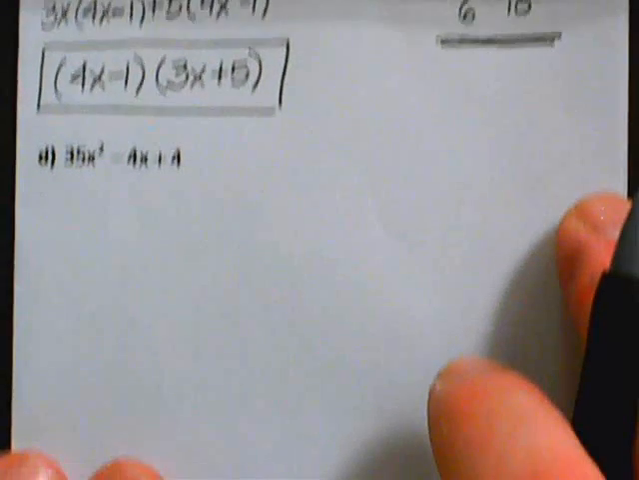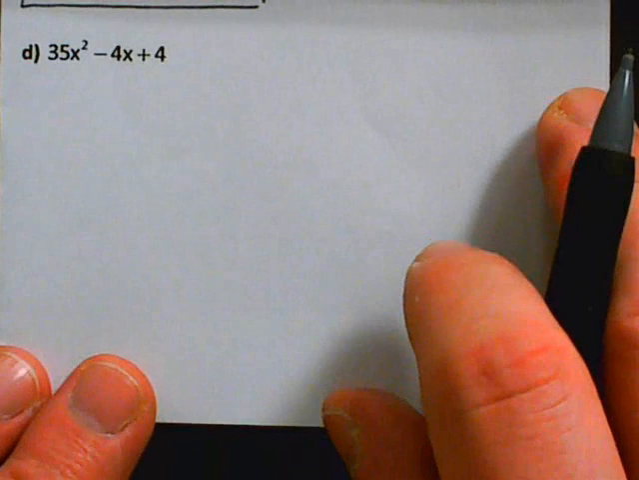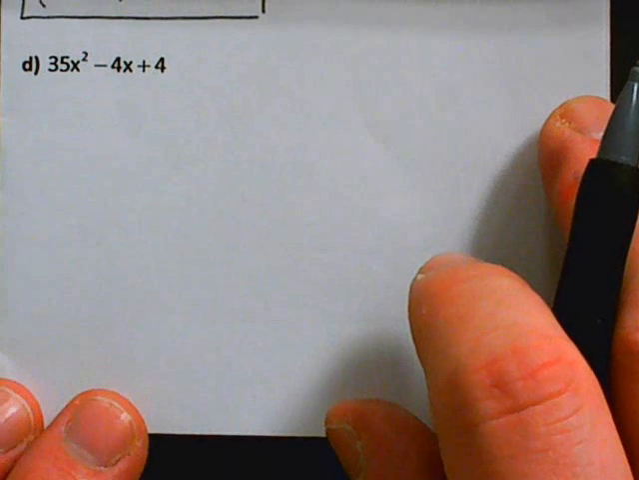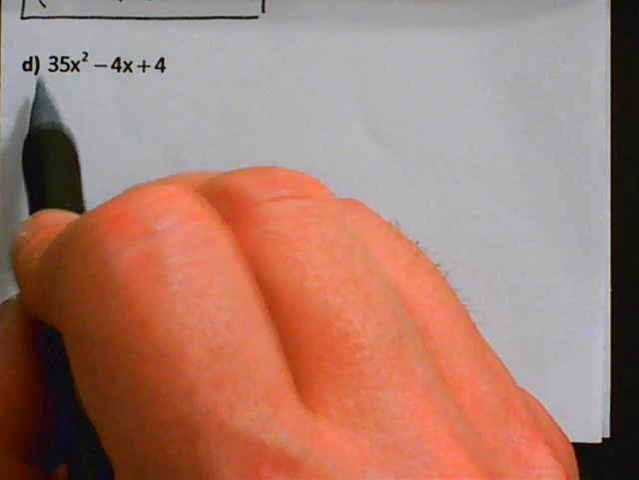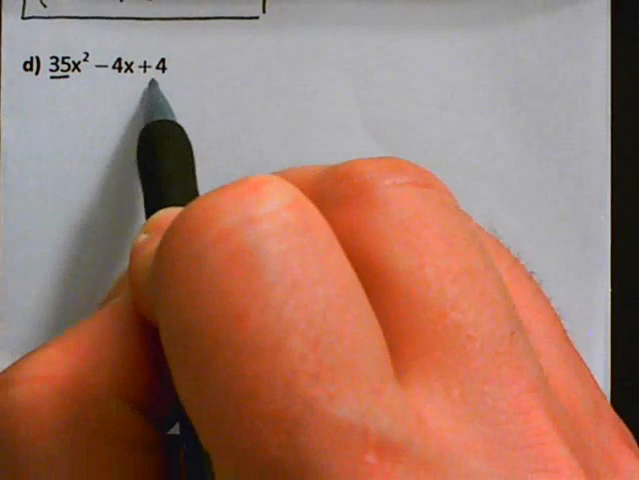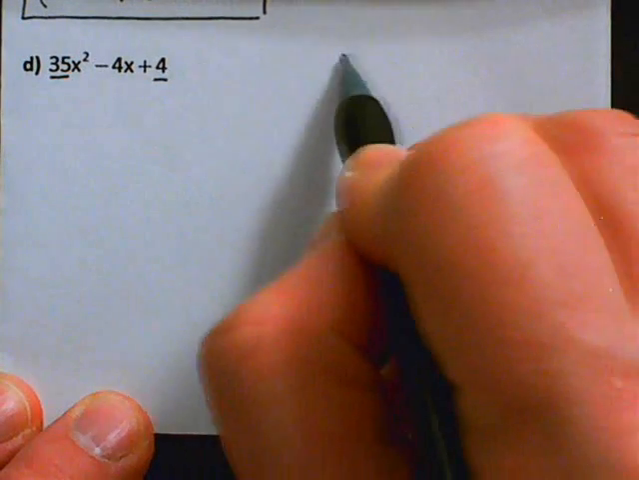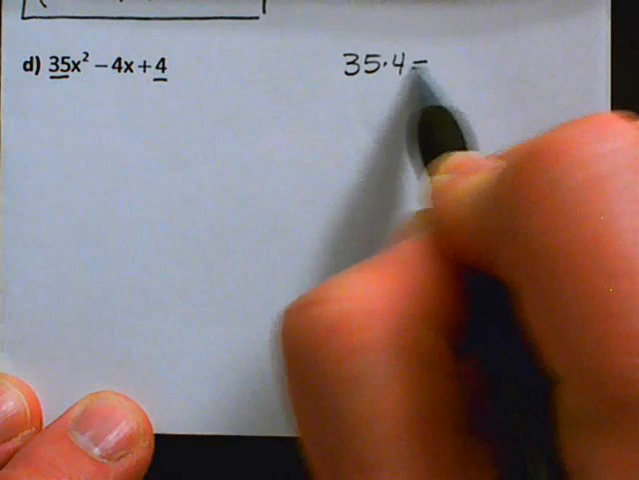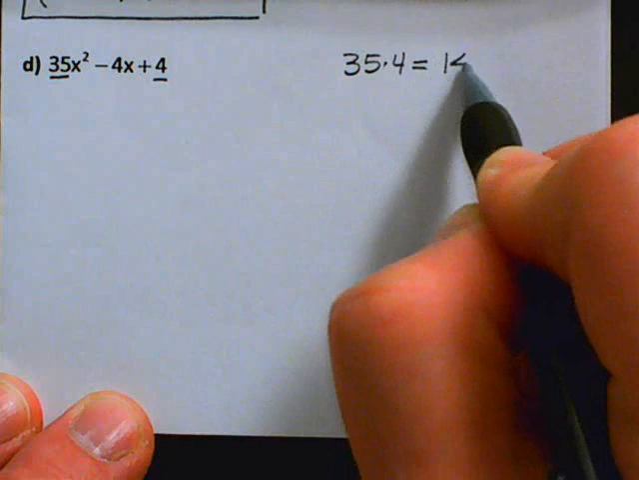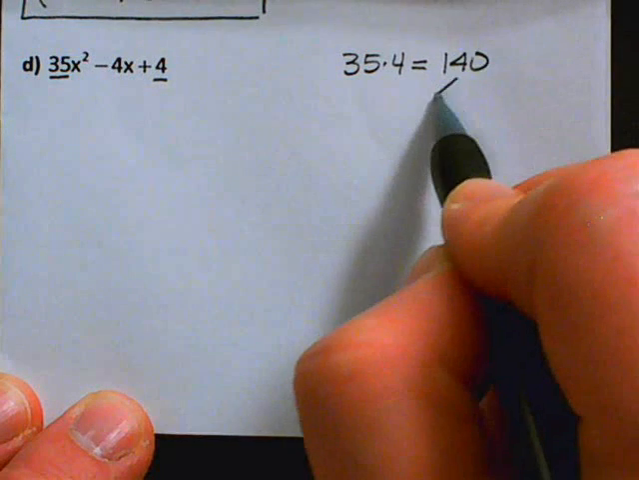Okay, let's proceed and do letter D in our examples. Can I factor anything from all three? The answer is no. So take the first term and the last term, come to the sign, multiply them. 35 times 4 is 140.